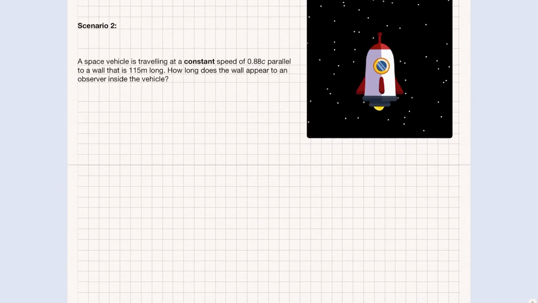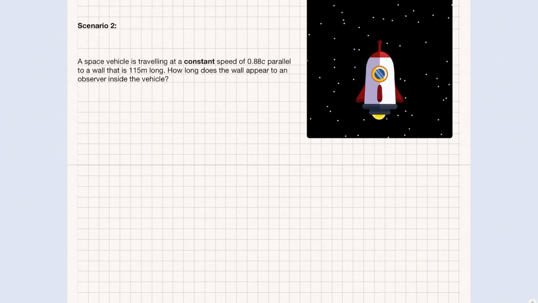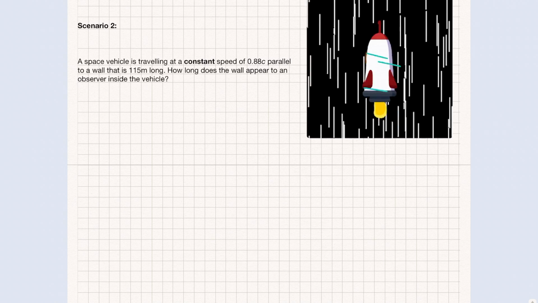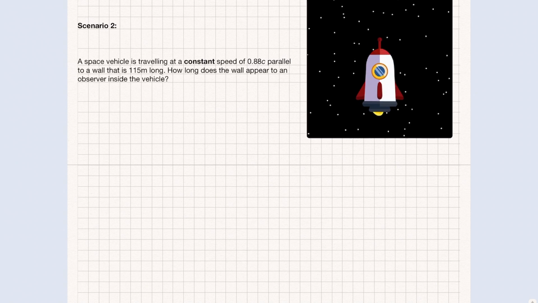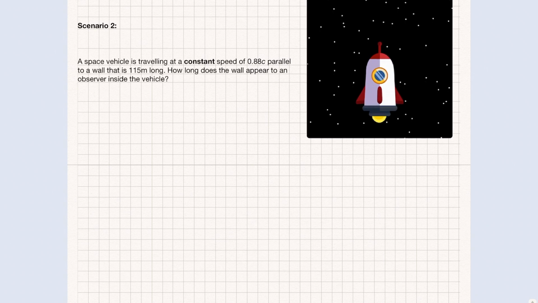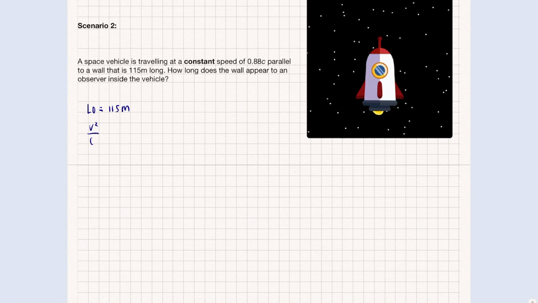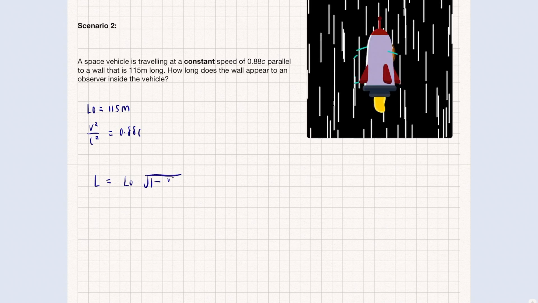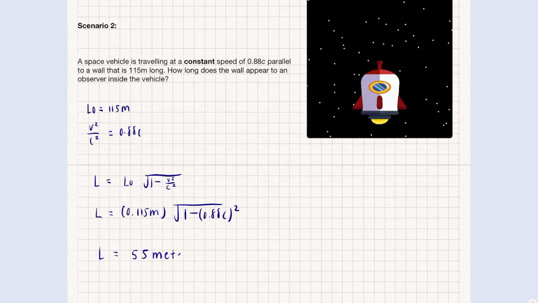A space vehicle is traveling at a constant speed of 0.88 c, parallel to a wall that is 115 long. How long does the wall appear to an observer inside the vehicle? So this question is looking for the contracted length given the information. So the proper length is 150 meters, and the velocity is 0.88 c. After plugging into the equation, you should get the answer of 55 meters.